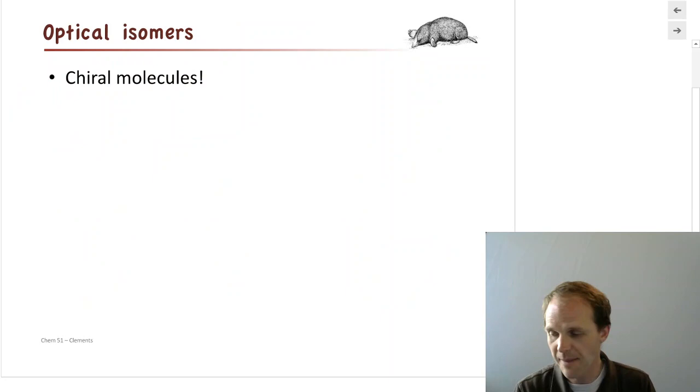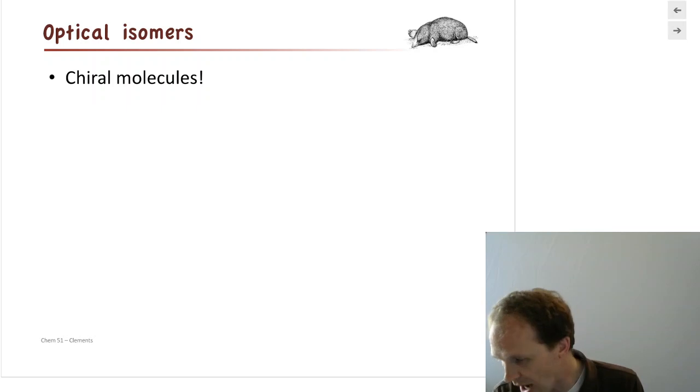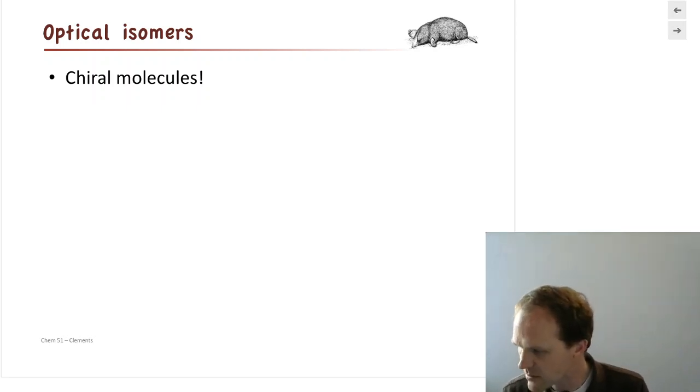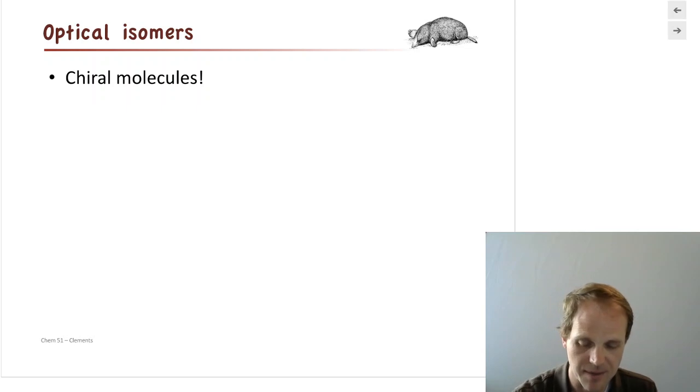All right, optical isomers. This is my favorite one because it's really, really funny to think about. What is an optical isomer? Okay, so optical isomers are what we call chiral molecules. And I'm going to tell you how to identify them first, and then we're going to talk about them. How can you identify an optical isomer?